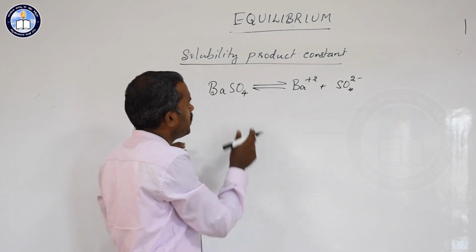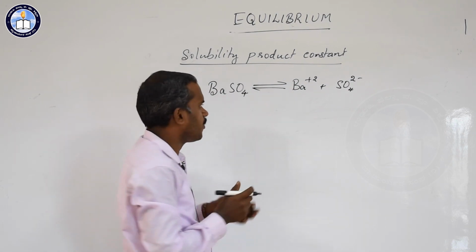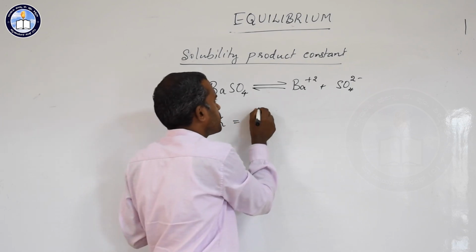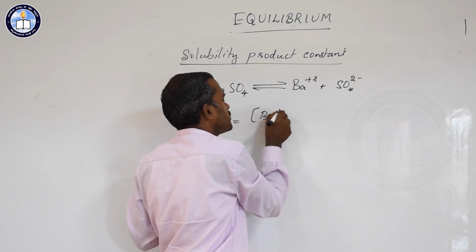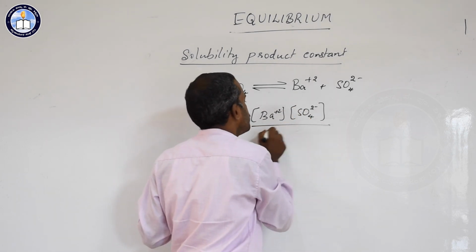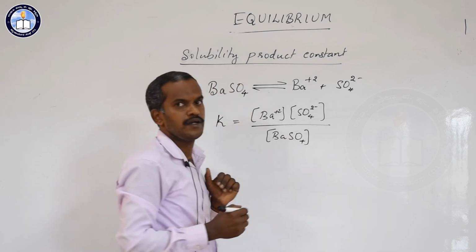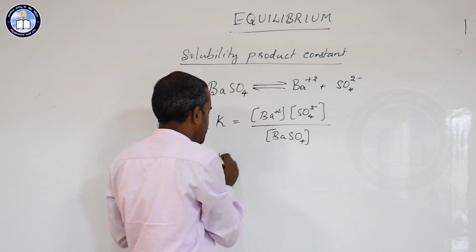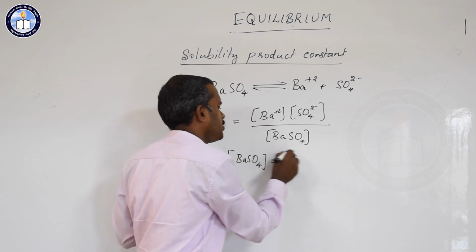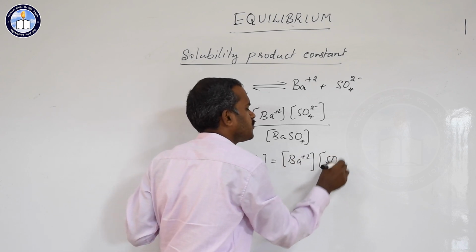So if barium sulfate forms barium and sulfate ions, we can write the equilibrium constant as K is equal to, you know the expression, concentration of Ba2+ into concentration of SO4 2- divided by concentration of BaSO4. Here you can modify it as K into concentration of barium sulfate is equal to concentration of Ba2+ into concentration of SO4 2-.